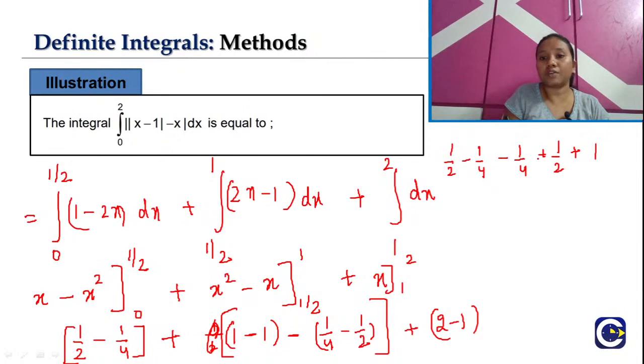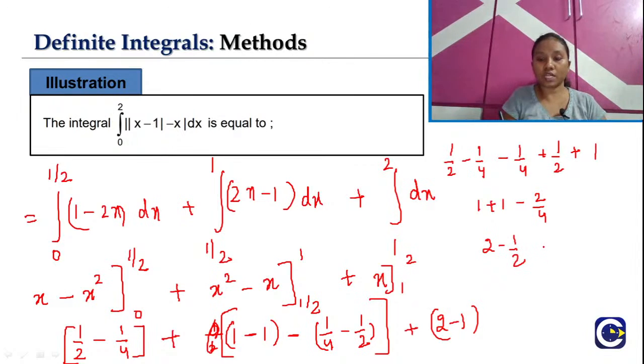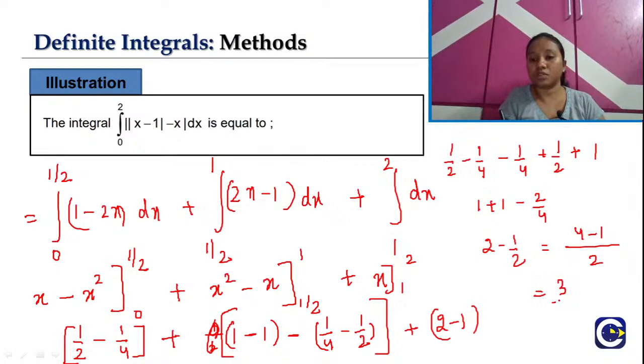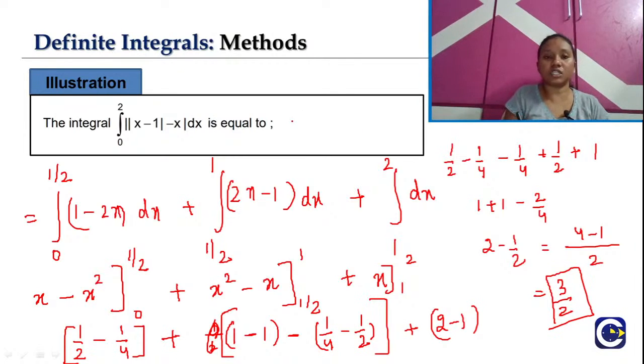Right. So here we have 1 by 2 plus 1 by 2, 1. So 1 plus 1 minus 2 by 4. Right. That is 2 minus 1 by 2. So 2 minus 1 by 2, what is the answer? LCM will be 2. So 4 minus 1, that is equal to 3 by 2. So what is the final value of this given definite integral? That will be equal to 3 by 2.